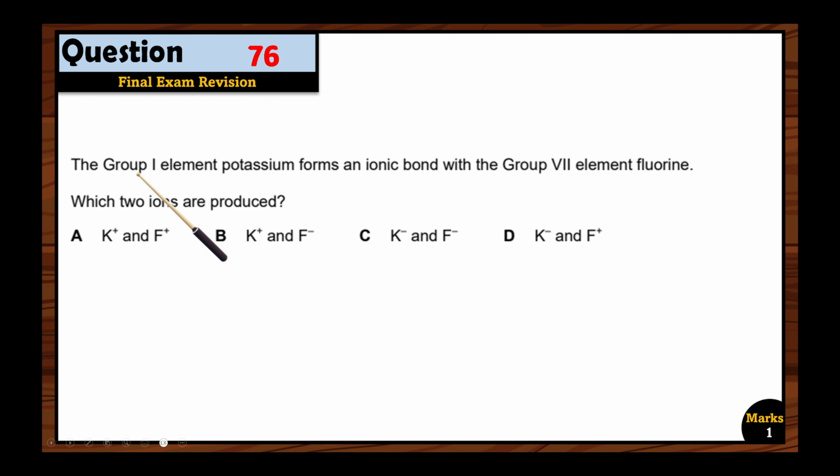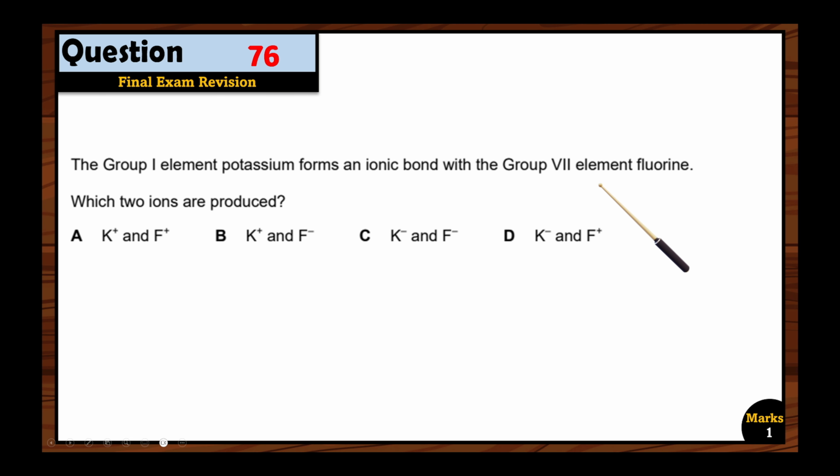Question 76. The group 1 element potassium forms an ionic bond with group 7 element fluorine, right? Which two ions are produced? So group 1, potassium. Of course, potassium belongs to group 1, so it will lose only one electron. It has only one electron in its last shell, so it's going to lose one electron. So what will be the charge? +1. So can you see +1 charge? Yes, it's only on A and B.